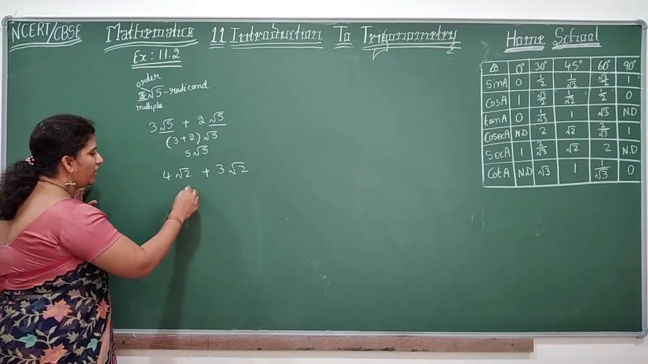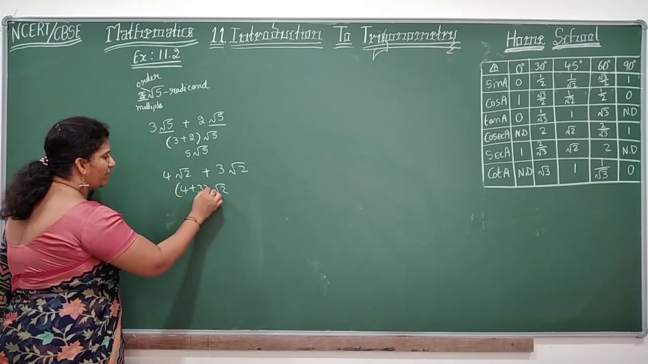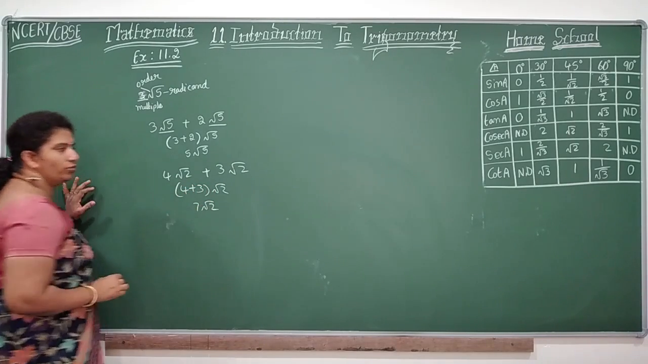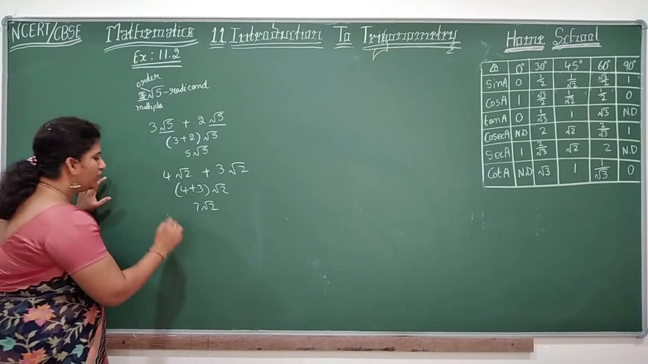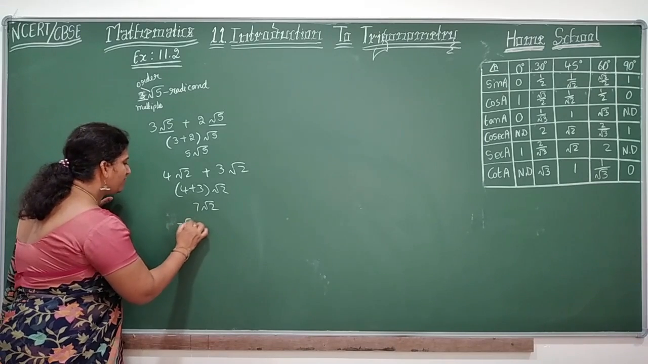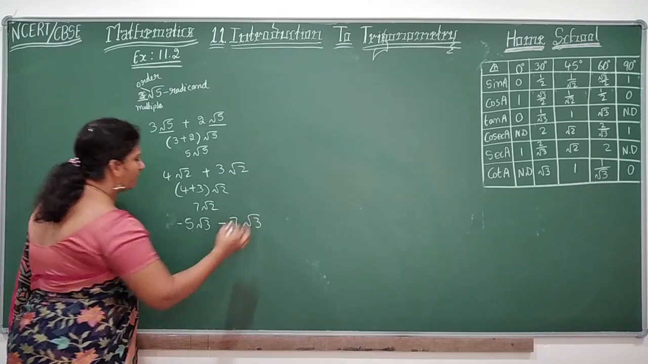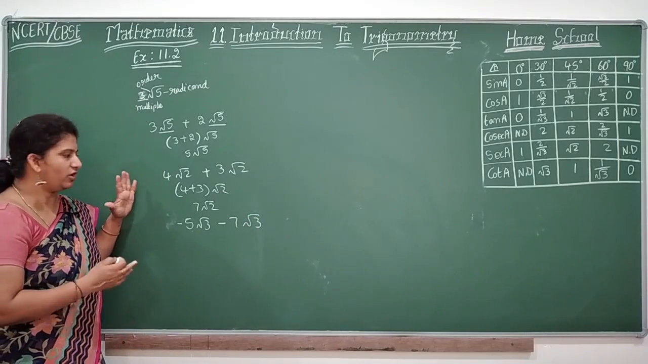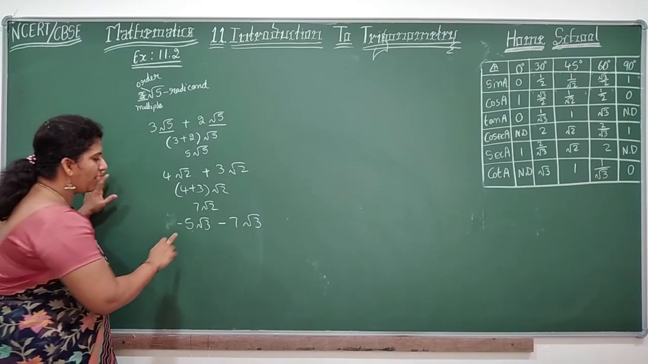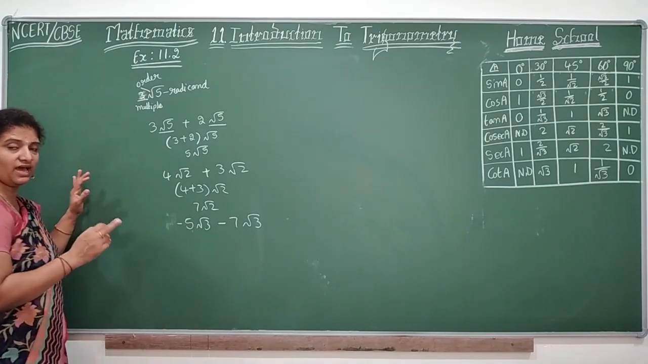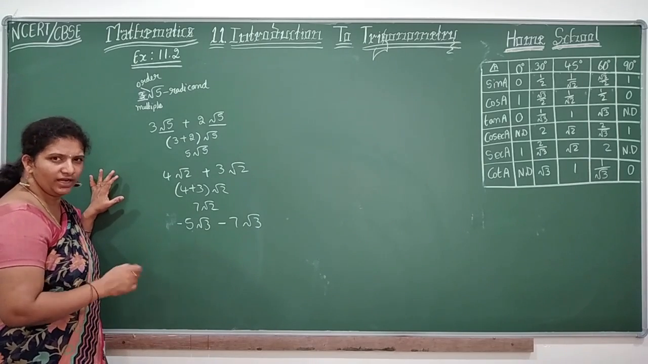So what you can do here? Take out root 2 common. What is left inside? 4 plus 3, that will be 7 root 2. Same manner we do with the subtraction also. So now minus 5 root 3 minus 7 root 3 you have. How do you do this subtraction or addition or mixed? Both are same signs. What you are going to do here? So what happens? If both signs are same, do addition and take a negative sign. You know already this one, right?